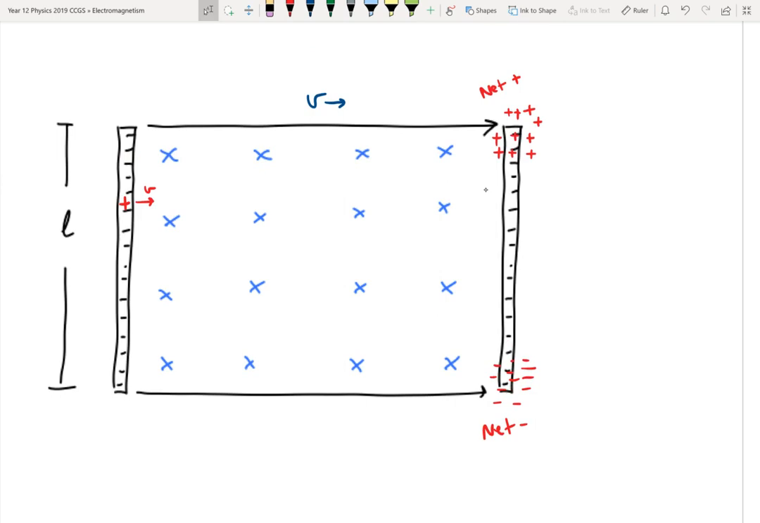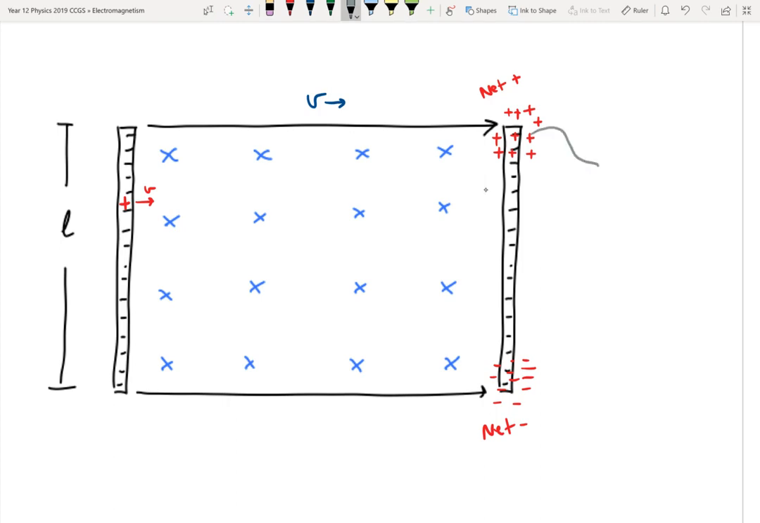Now, mobile charges do not like existing next to their like-charged brethren. They would rather just spread themselves out equally along the wire. We are forcing these guys to be where they do not want to be. Because we've crammed all of these electrons down there, and they're all going to be repelling each other with a certain electro-repulsive force, they have a certain amount of electrical potential energy due to their state or position in an electric field. And we measure that electrical potential as voltage.